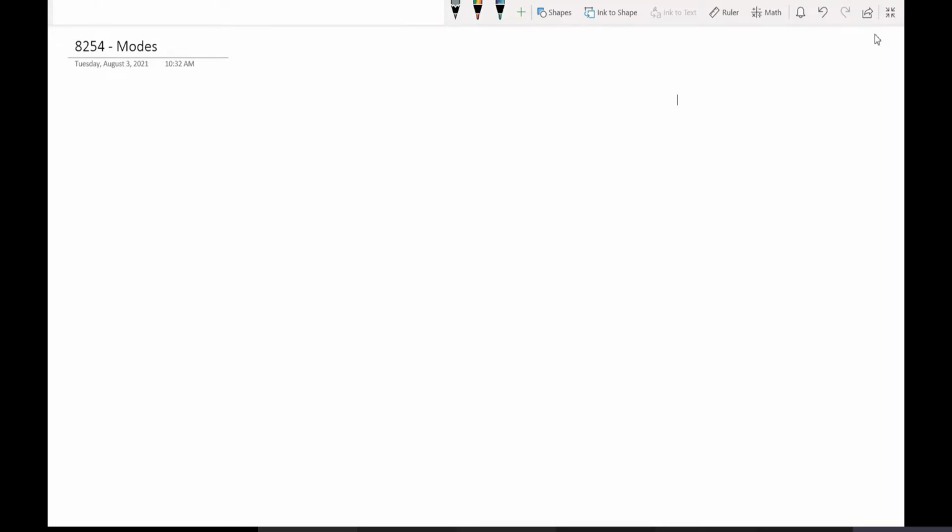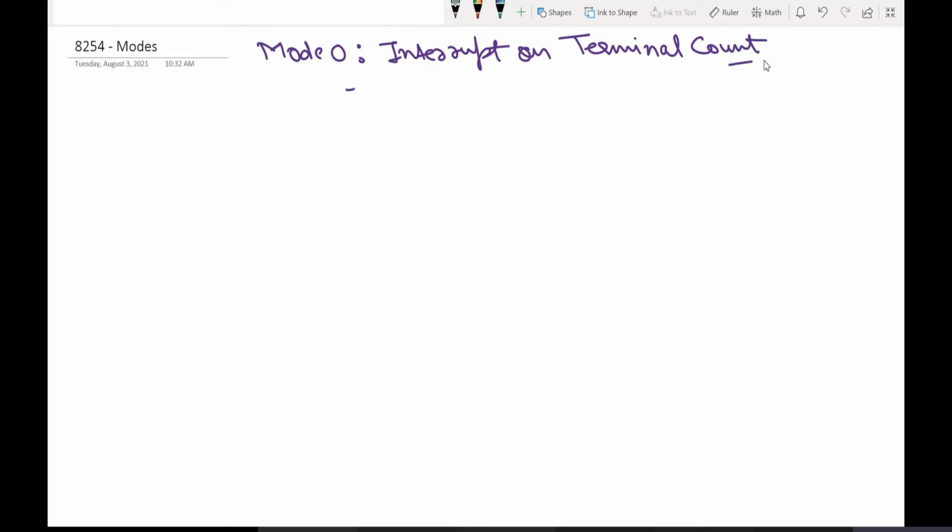Okay then, let's start with mode number 1. So the first mode is called mode 0, and the name of this is interrupt on terminal count. In short, I call this thing ITC. So mode 0, the first mode, is called ITC.